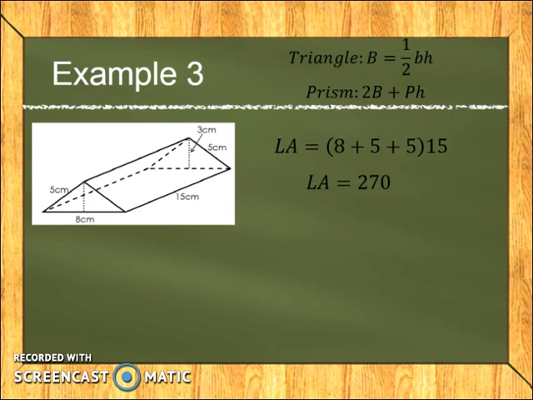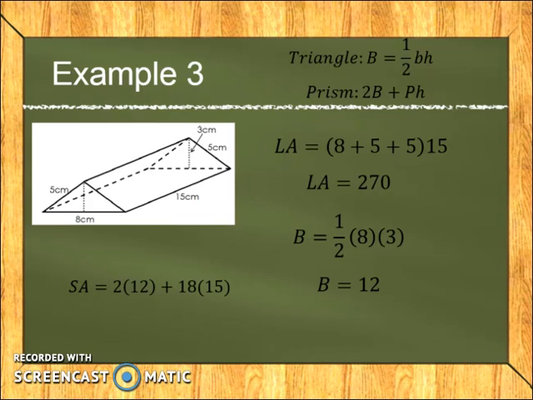The area of one base, the area of one triangle, is 1/2 times 8 times 3, 1/2 base times height, which is 12. And the surface area formula is 2B plus PH. So 2 times 12 plus 270, because we know 18 times 15 was 270 from the lateral area. What we get is 294 square centimeters.